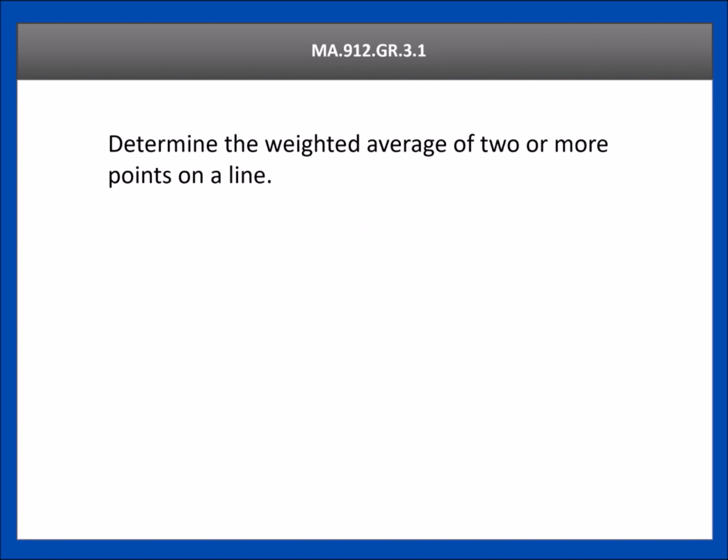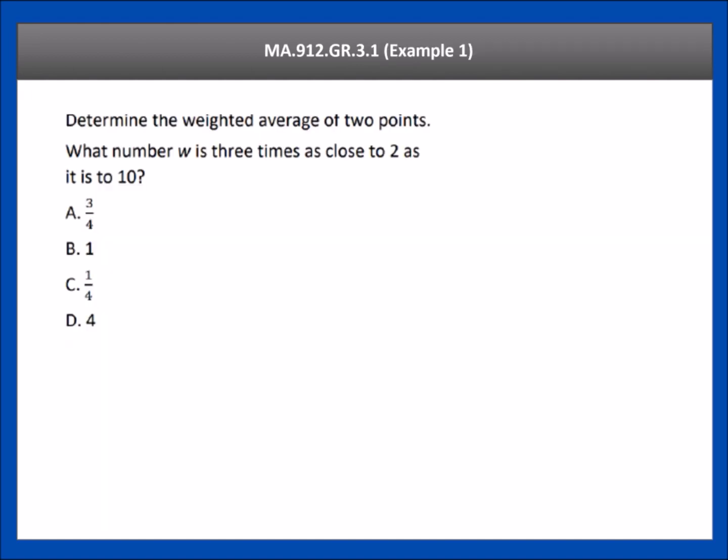All right, so we're moving on to another benchmark. Determine the weighted average of 2 or more points on a line. So seems simple. So let's look at some examples of that. All right, so determine the weighted average of 2 points. What number W is 3 times as close to 2 as it is to 10?